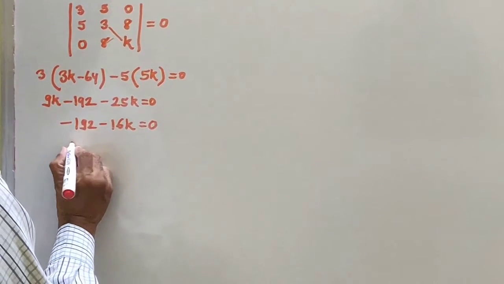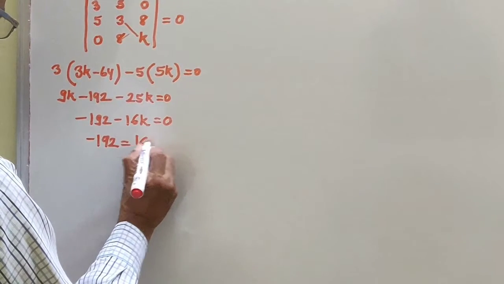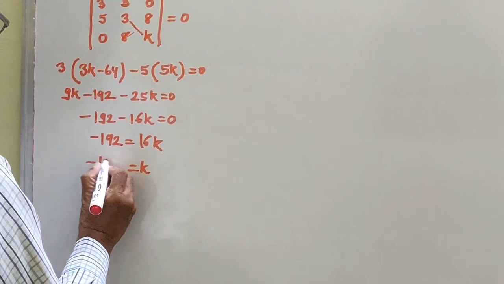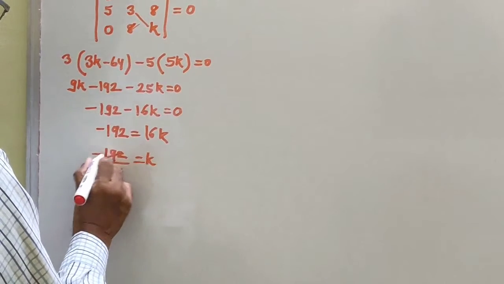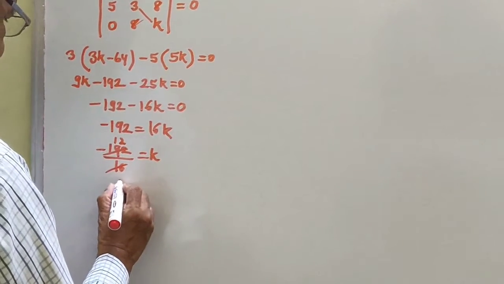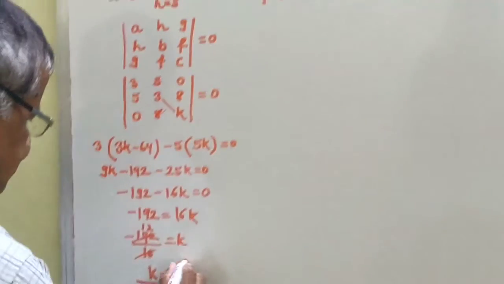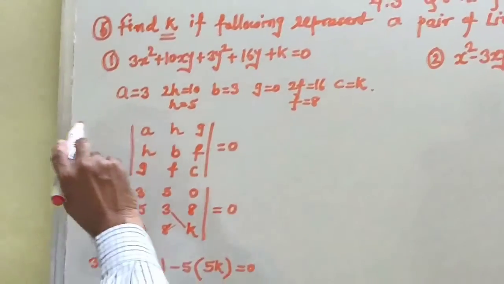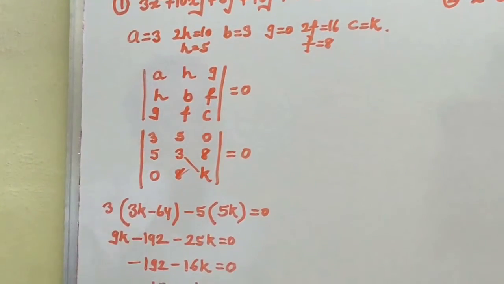Now I will transfer this number to that side. What will we get? 192 is equal to 16k. So what is the value of k? k is equal to 192 upon 16, which is 12, so k is equal to 12. This is the required answer for k. You understand? First find out the value of all the terms and find the determinant.